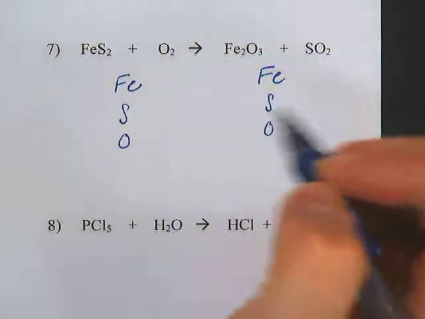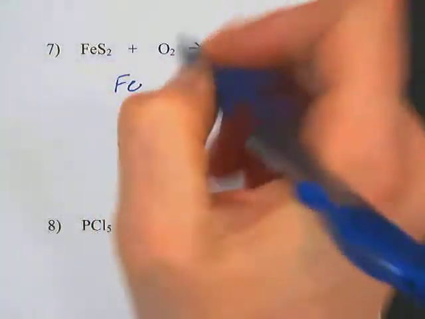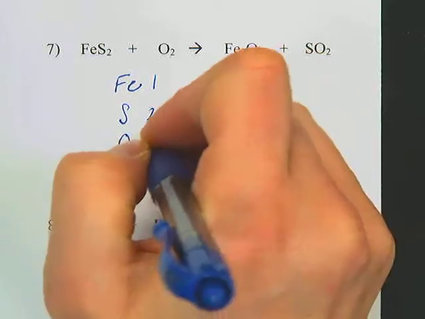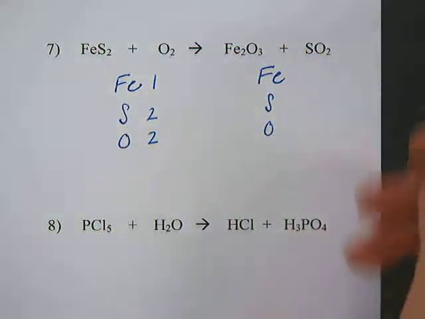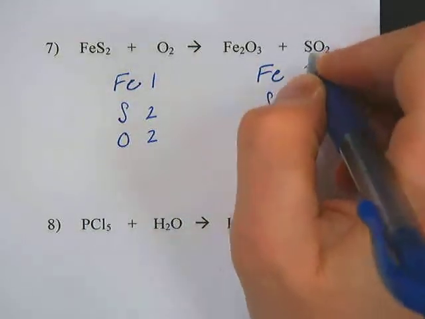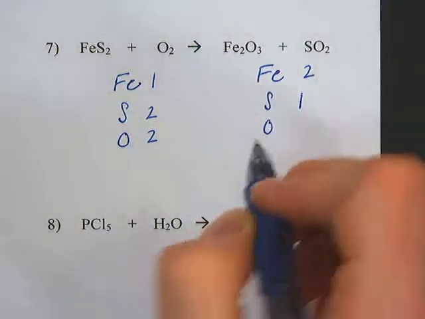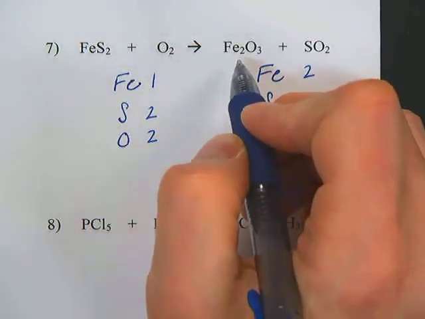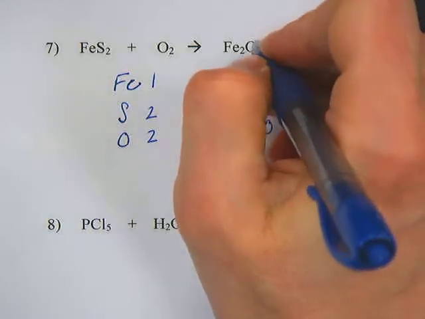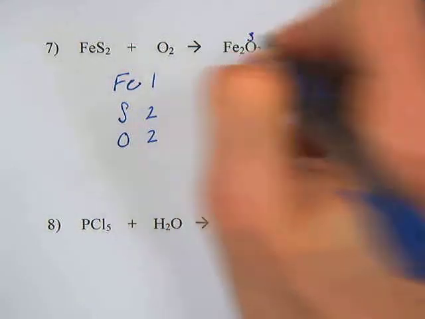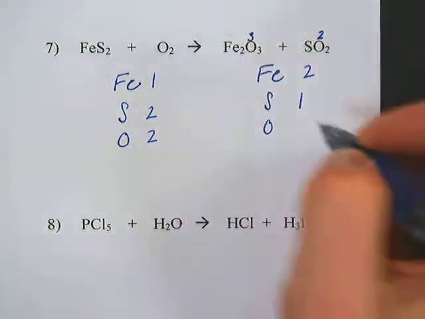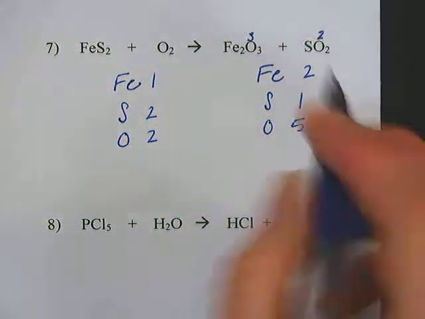So now let's look at what number of elements we have, or number of atoms of each we have. So we have 1 atom of iron, 2 atoms of sulfur, and 2 atoms of oxygen on the reactant side. On the product side, we have 2 atoms of iron, 1 atom of sulfur, and this is where it gets more complicated because we have oxygen in both of the compounds in the products. So in this compound, we have 3 atoms of oxygen, and in this compound, we have 2. So we have 5 total atoms of oxygen.